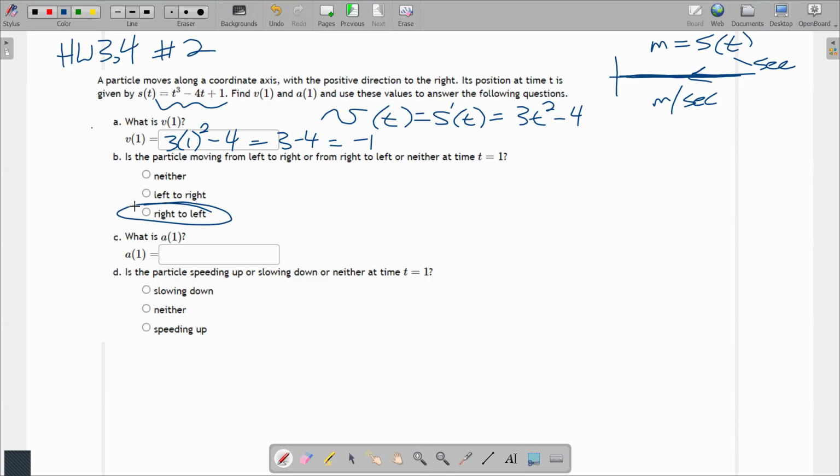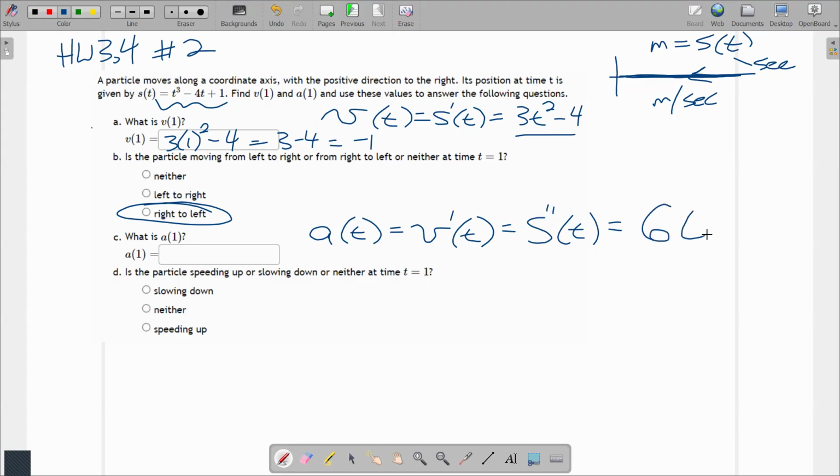All right, next we want to find the acceleration. So acceleration, remember, is the derivative of velocity, which happens to be the second derivative of position. So the derivative of the equation above would be 6t, right? Yeah. 3 times 2t, and then the derivative of negative 4 is 0. That would just be 6t. Plug in 1, okay? 6 times 1 is 6.